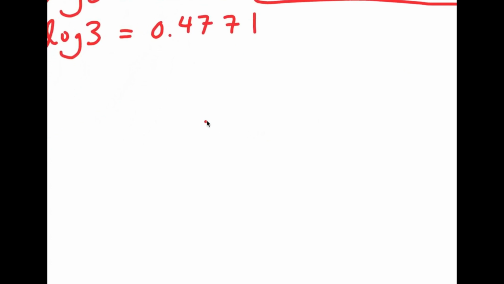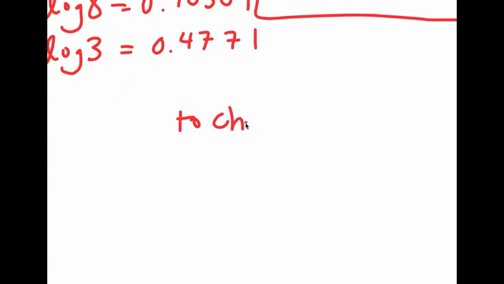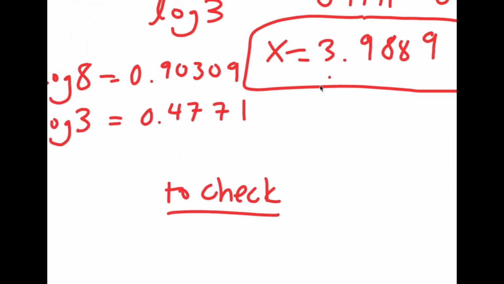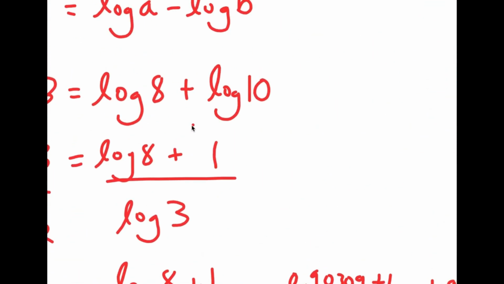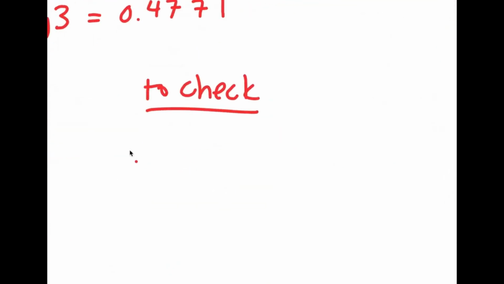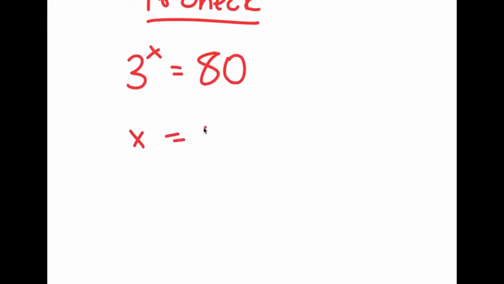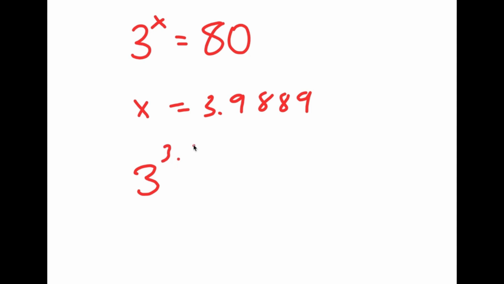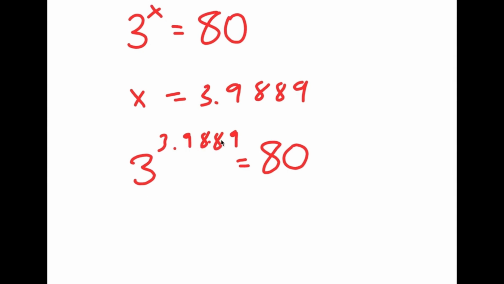Now, the only thing left to do is to check if my solution here is correct. So the original equation was right here, 3 to the power of x is equal to 80. And my solution is x is equal to 3.9889. So if I plug this in for x into my original equation, I get 3 to the power of 3.9889 is equal to 80. Now 3.9889 is really close to 4, right?